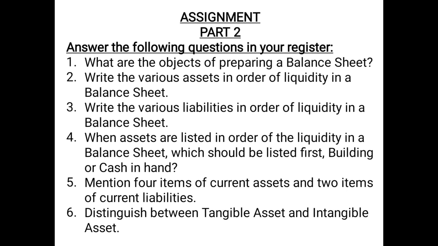Then question number 4, when assets are listed in order of liquidity in the balance sheet, that means current assets we are showing first and then the fixed assets, which should be listed first, building or cash in hand?